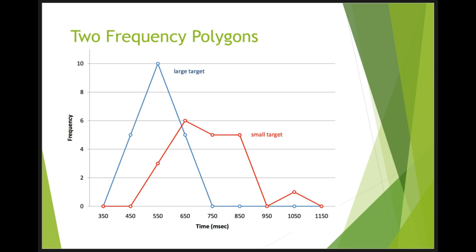On 20 of the trials, the target was a small rectangle. On the other 20, the target was a large rectangle. Time to reach the target was recorded on each trial. The two distributions, one for each target, are plotted together. The figure shows that although there is some overlap in times, it generally took longer to move the cursor to the small target than to the large one.